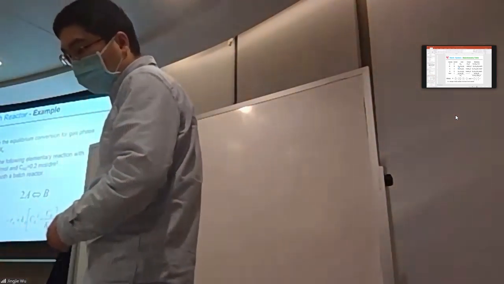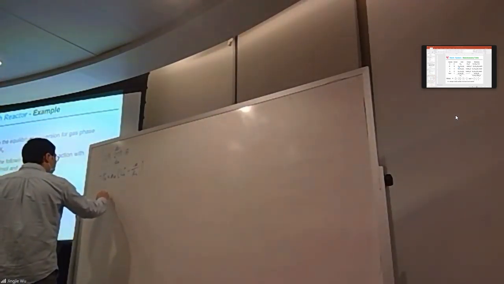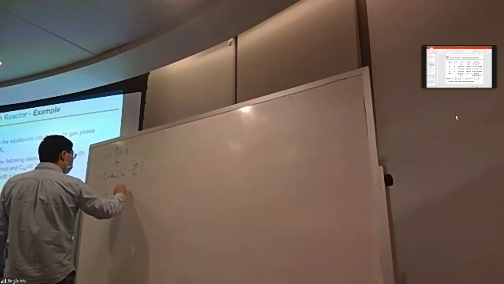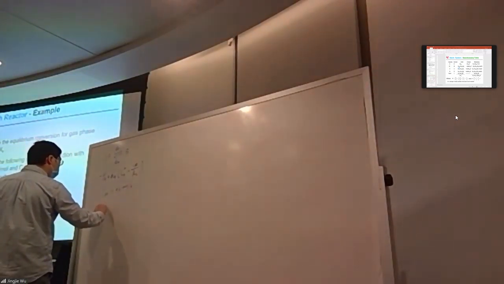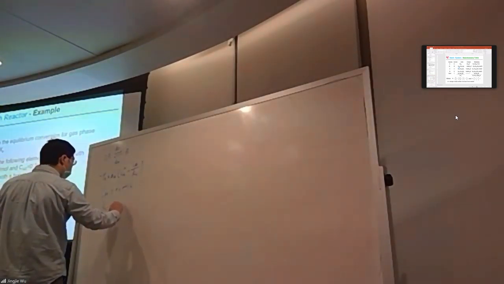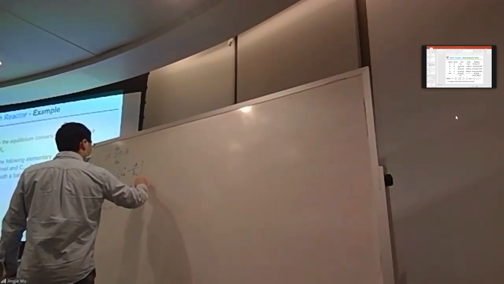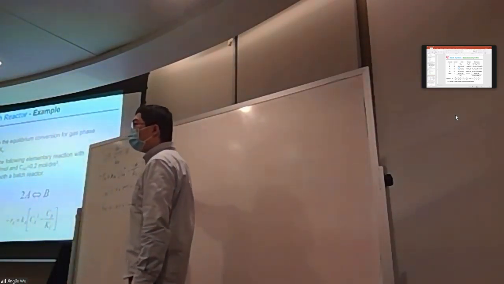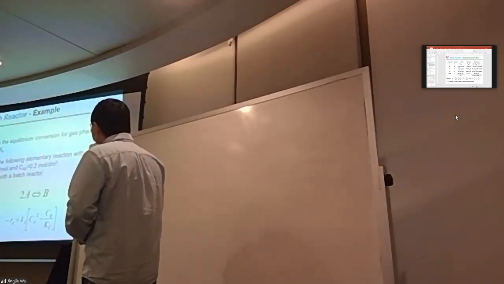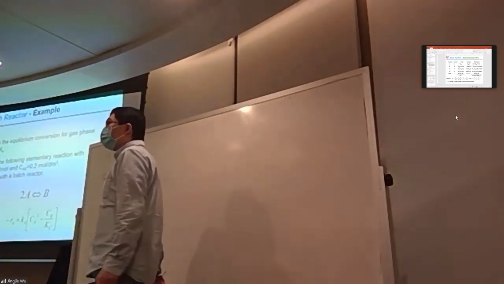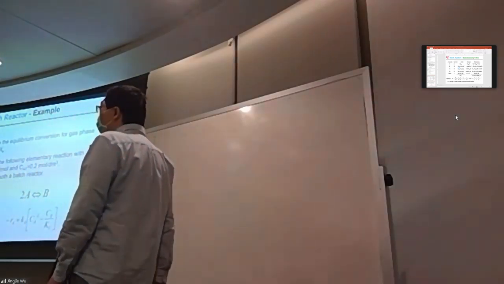So it asks you to calculate the conversion. What we know is C_A0 is 0.2 mol per liter, and we know K_C equals 20 liters per mol. I prefer to use liter still. But okay, that's all we know, and it asks what the equilibrium conversion is. That's what we want to solve.